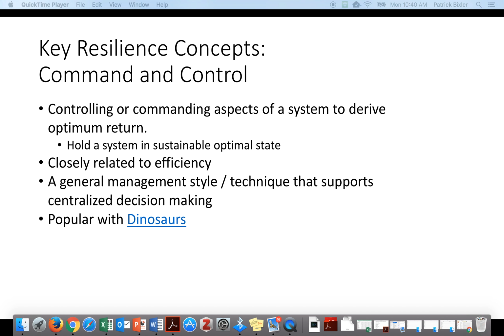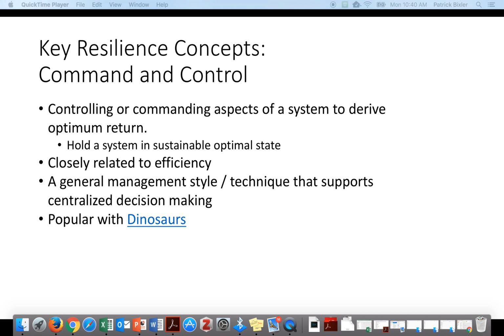So I want to re-emphasize this idea of command and control. The ideas of optimizing a system of efficiency really fall within this rubric of command and control. Controlling or commanding an aspect of a system to derive an optimum return. Hold a system into a sustainable optimal state.